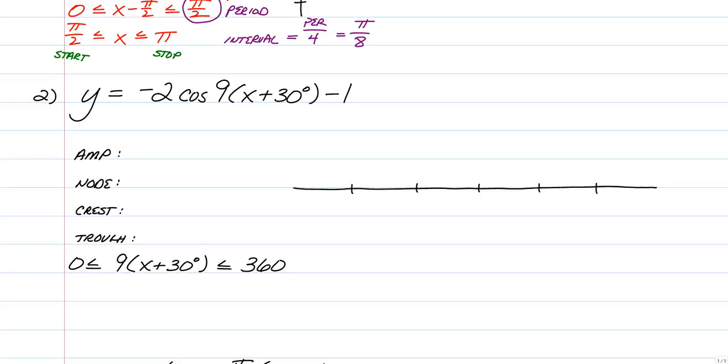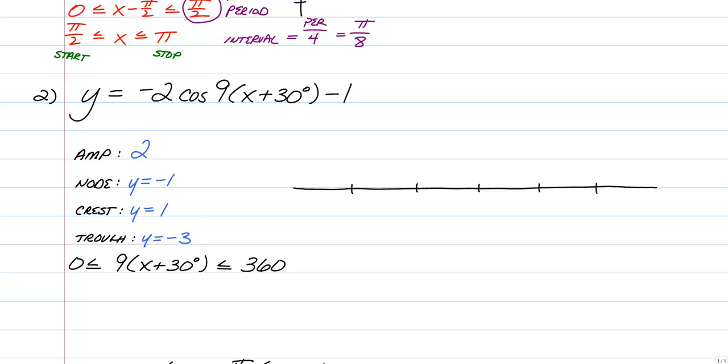So this is a cosine graph this time. So what I would like you to do is press the pause button and see how far you can get on your own. As soon as you're ready, click play, and we'll go. Okay, amplitude is 2. So our node line is going to be y equals -1, so we were shifted down 1. Our crest is 2 above, so 2 above -1 is +1. And our trough is 2 below -1, so that would give us a -3.